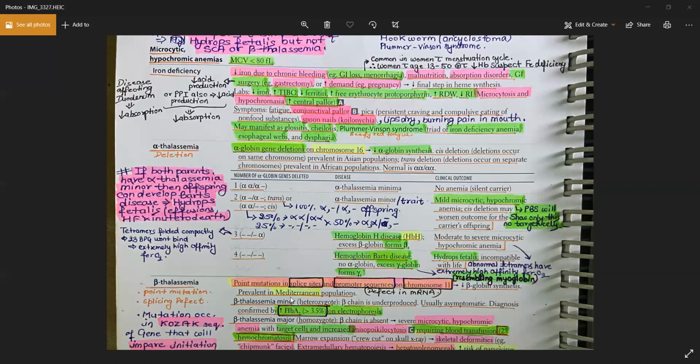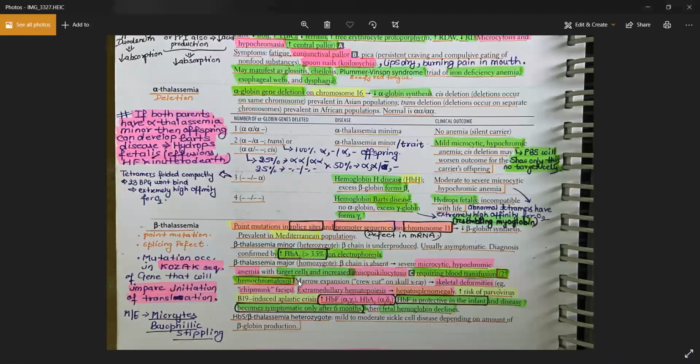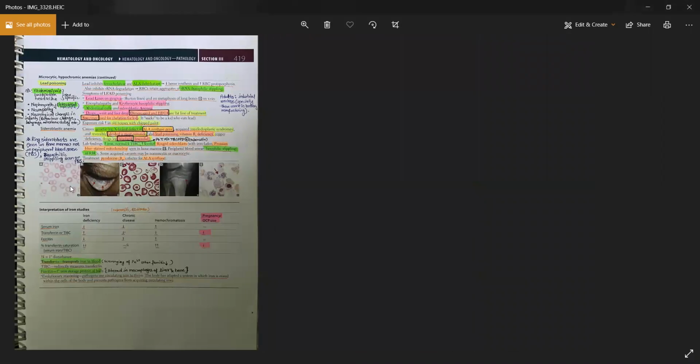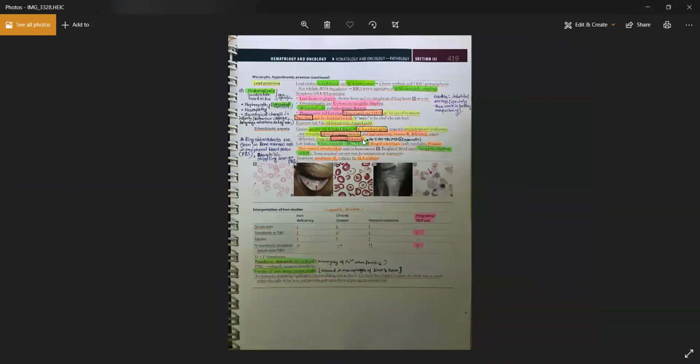And we've discussed the hepatosplenomegaly. Why is the hepatosplenomegaly happening in the case of beta thalassemia? It is because of migration of the progenitor cells from the bone marrow to the liver and spleen for erythropoiesis, right? So it would be due to extramedullary hematopoiesis.